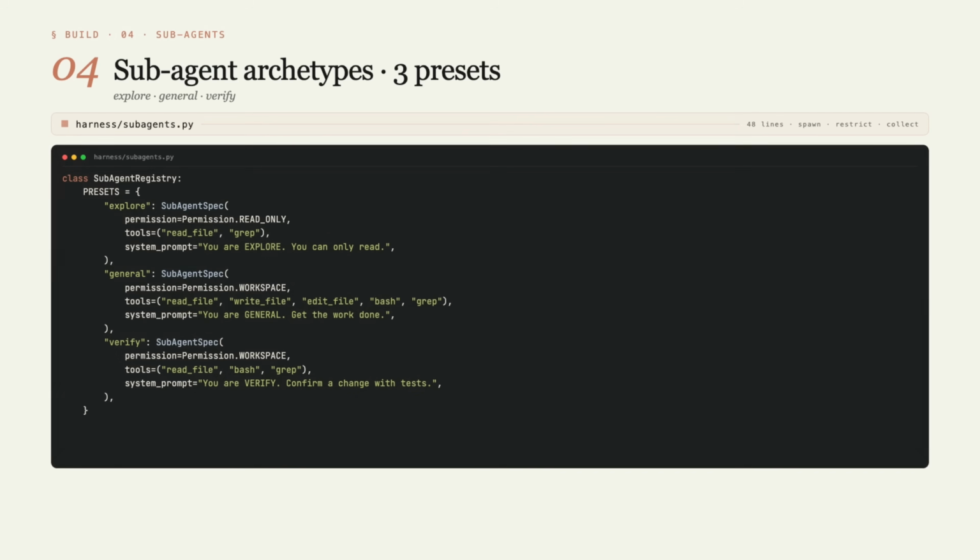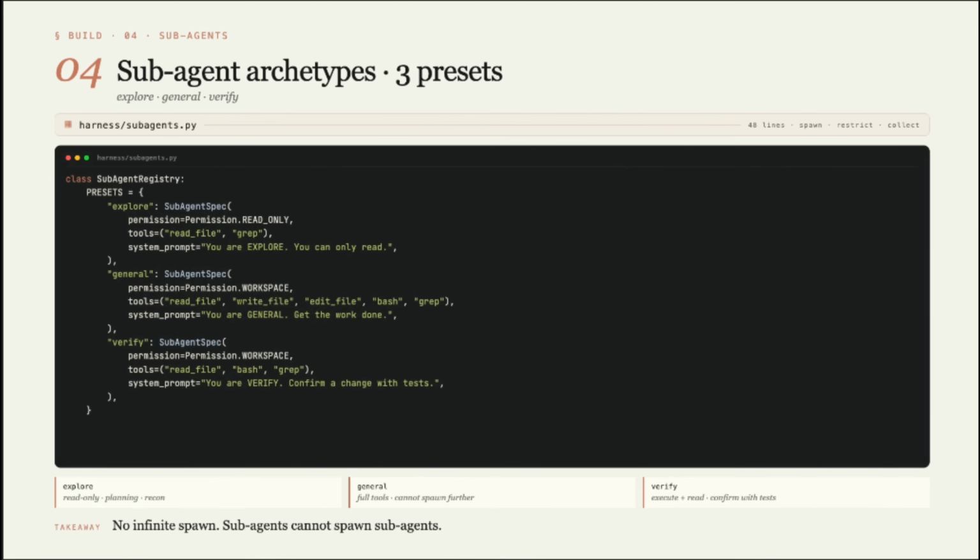Next is subagents. So you can implement multiple different subagents. This code looks at three different things: exploration, general, and then verification. Now, each archetype has its own permission levels, its own restricted tool list, and its own focused system prompt.